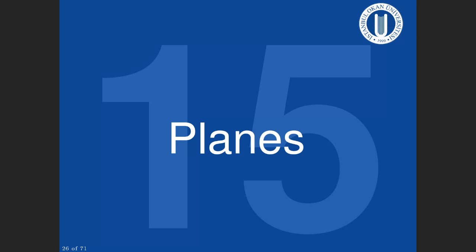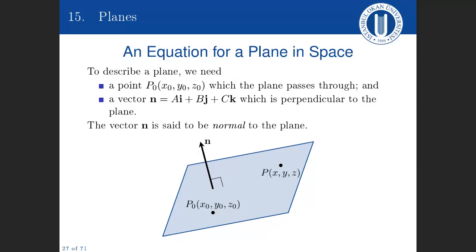Our second chapter for this week is about planes. To describe a plane in space, we need two things. We need a point on the plane and we need a vector which is perpendicular to the plane. This vector n, which is perpendicular to the plane, is said to be normal to the plane.